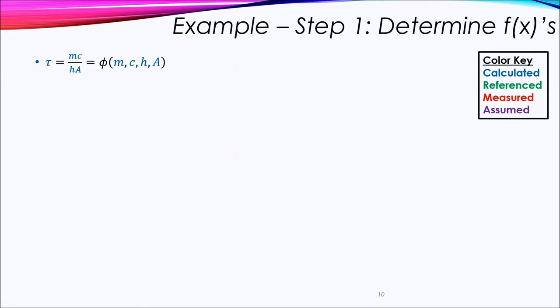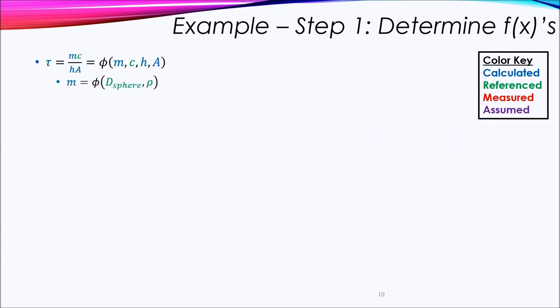Pay attention to the color key off to the right, where anything in blue requires a calculation in order to determine that value. Anything in green is something that you just look up the value from a reference source. Red indicates a value that you are specifically measuring in an experiment. And then purple is an assumption that you're making in order to proceed with your calculations.